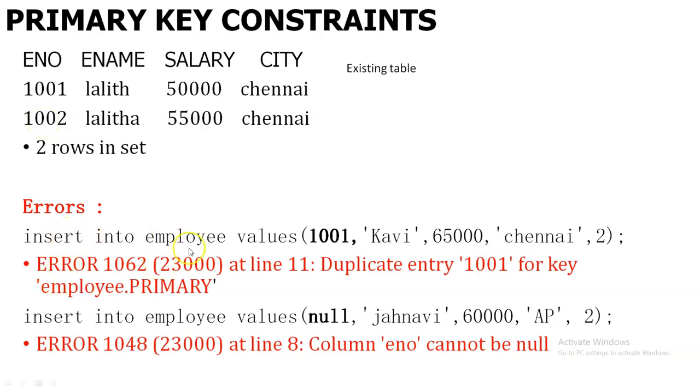Next, when I try to insert a value with employee number 1001 again, you cannot insert this value because 1001 is already an existing employee number in the table. So you will get the error duplicate entry. The next time, when I try to insert a value where the employee number is null, you will also get an error: column E number cannot be null. It cannot be null because employee number is a primary key here. So this is your primary key constraint. It should not have any duplicate value and it should not take any null values.